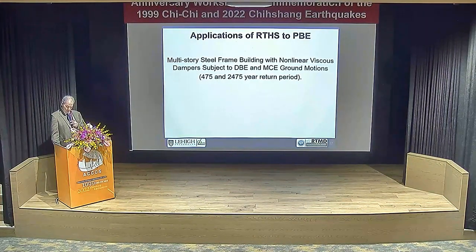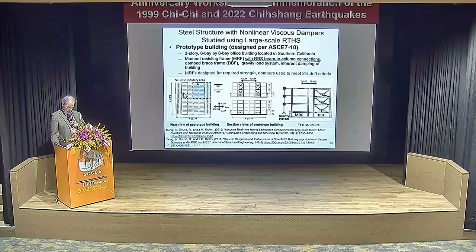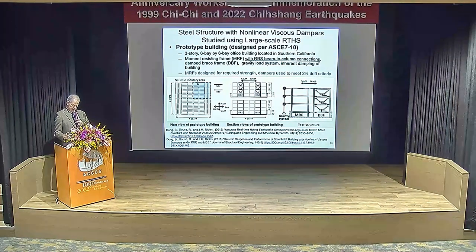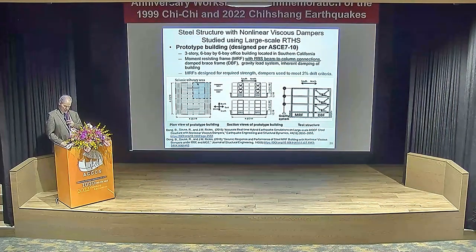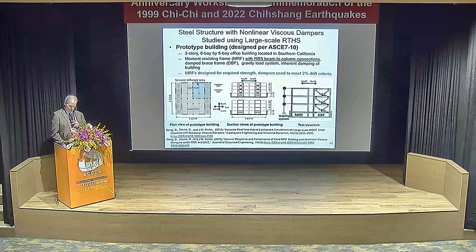Here we're going to look at the same structure shown before. We're going to look at the performance under the design basis and the max considered events, which have roughly these return periods. The structure we looked at initially was designed by ASCE 7-10, because this was a few years ago. The floor plan is shown on the left. It's a 3-story, 6-bay by 6-bay office building located in Southern California. I think it's near Van Nuys.